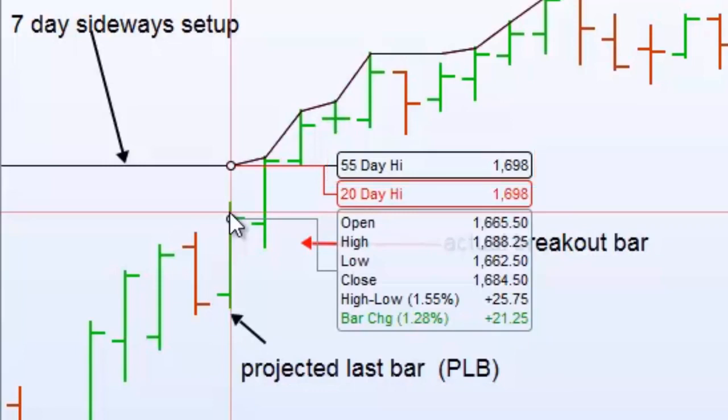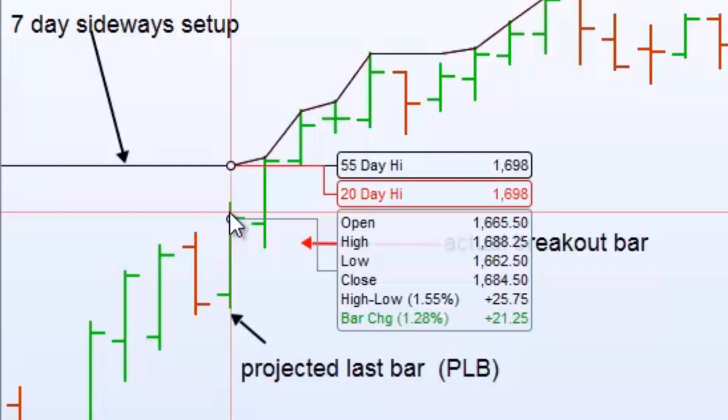Now your stop loss for this will be what we call the projected last bar, and that is going to be the low of this bar. So in this case, that's 1,662.50. Now, why are we calling it the projected last bar? Well, it's projected because it hasn't actually broken out yet. The actual last bar will be the breakout bar.